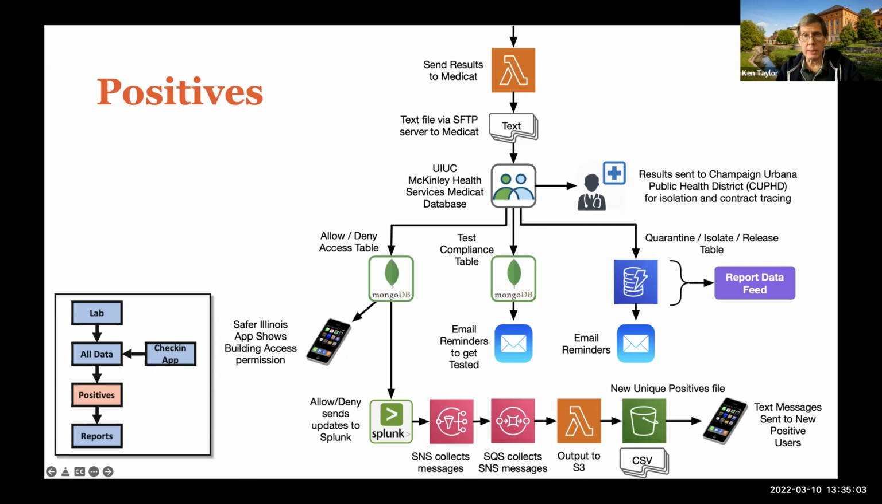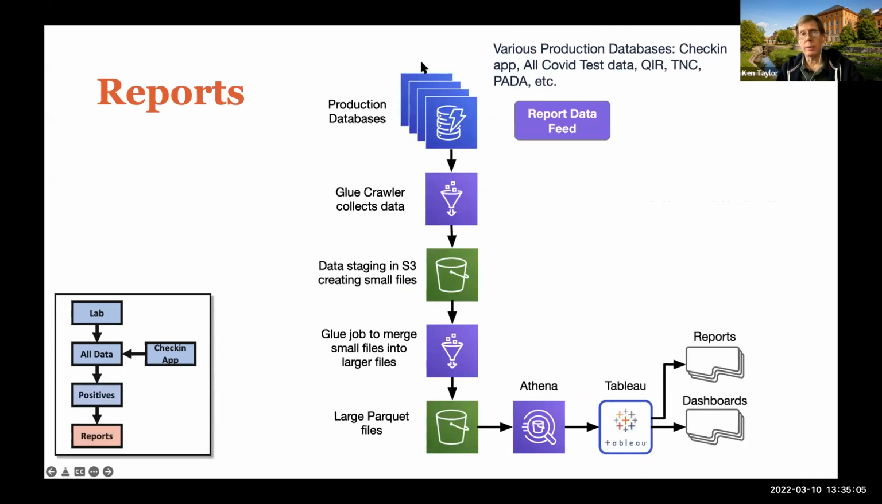And eventually we get down to reporting. So all of the temporary databases that we have up here are collected together into a reporting feed using Glue. Those files are then collected together into larger files using another Glue job. And now we have a collection of those files that Athena can essentially perform SQL queries across. We hooked Tableau up to Athena, and now Tableau is generating all of the downstream reports for us, as well as dashboards for various people.